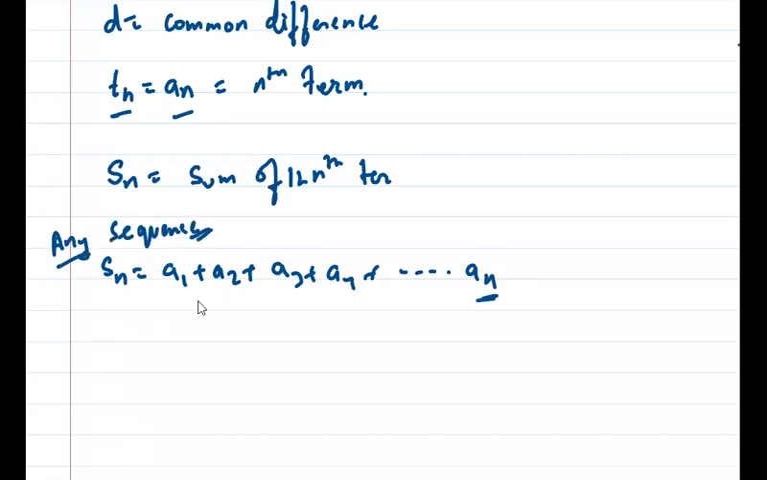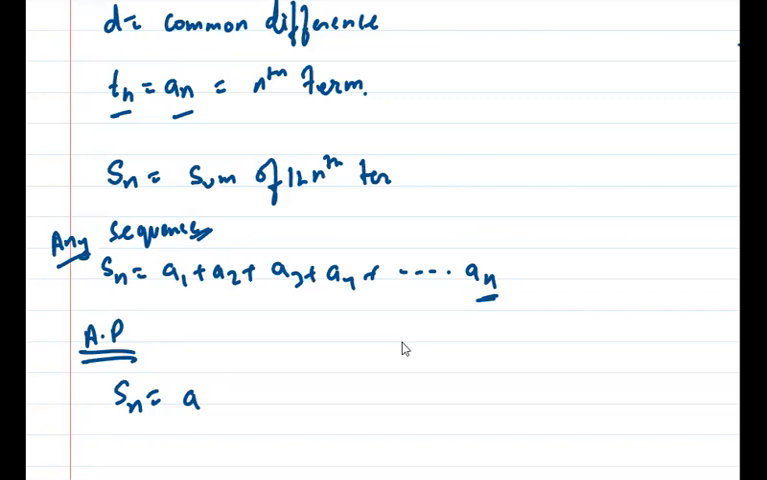Any sequence. What would be A1, A2? That depends on the type of sequence. But this is true for any sequence. Now, AP. So what is Sn? Tell me, what is Sn? A1 is A? Yes, Mansa. So this is for any progression. This is true for anything, right? 1, 2, 3, 4, 5, 6.